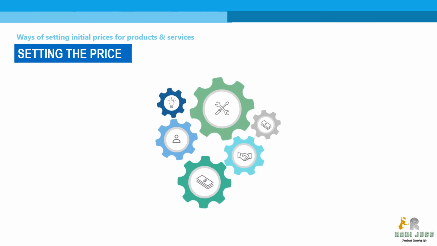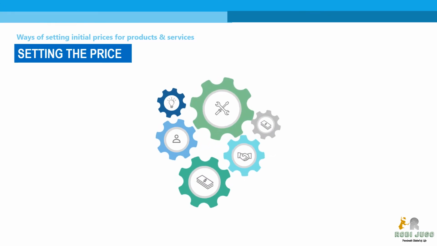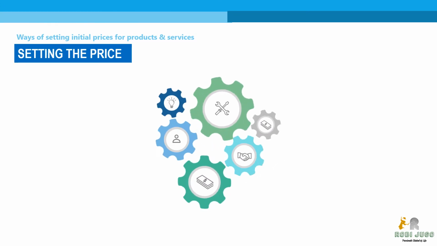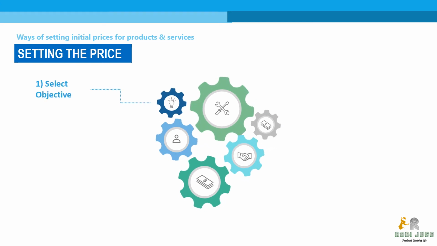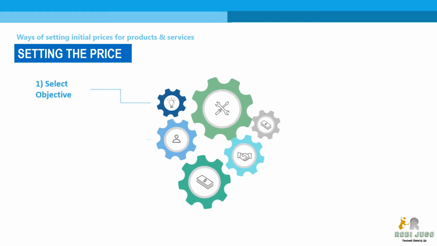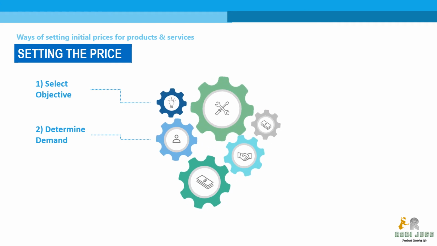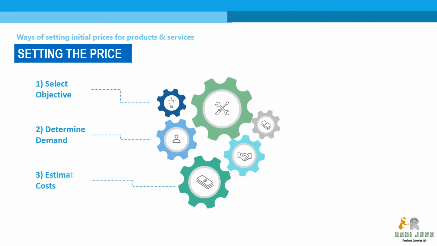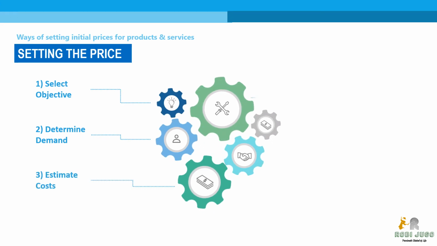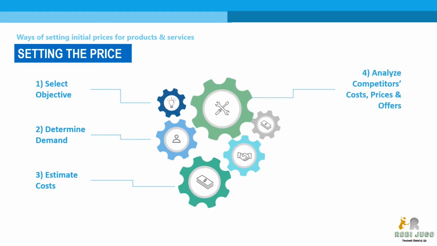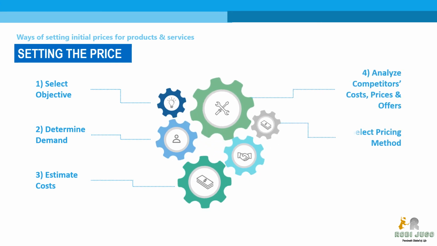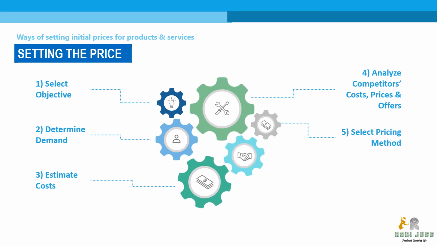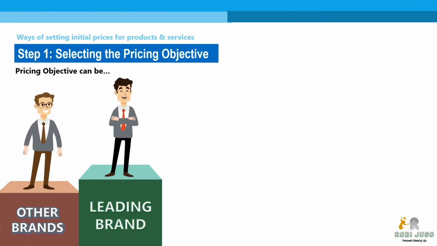How do we set initial prices for products and services? We consider 6 steps. First would be selection of objective. Next would be determining of demand. Following this is the estimation of cost. Then analyzing of competitors' costs, prices, and offers. Next would be selecting of pricing method. And finally, the selecting of final price. In the succeeding slides, we will be discussing the steps mentioned.